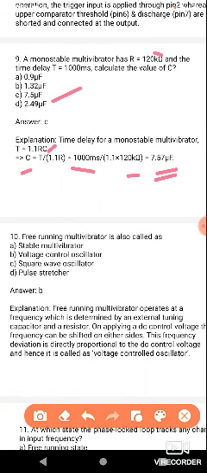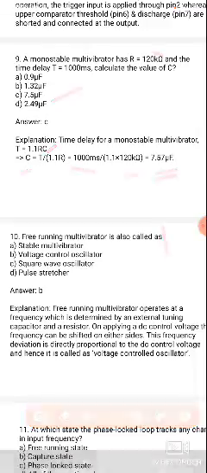First, 1000 milliseconds is changed into seconds, and 120 kilo ohms is 120 into 10 power 3. So C is 1 divided by 1.1 into 120 into 10 power 3. Convert milliseconds into seconds and calculate the capacitor value.